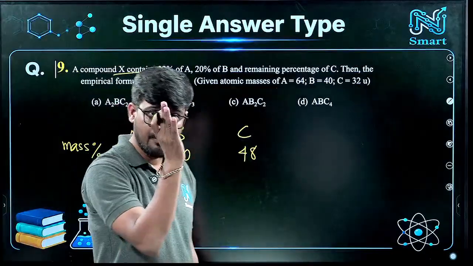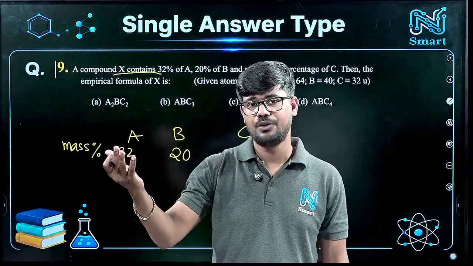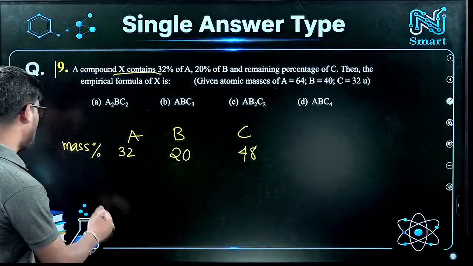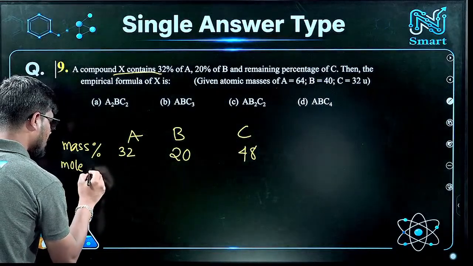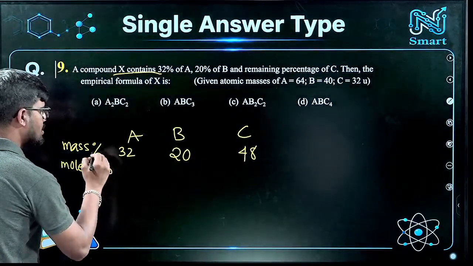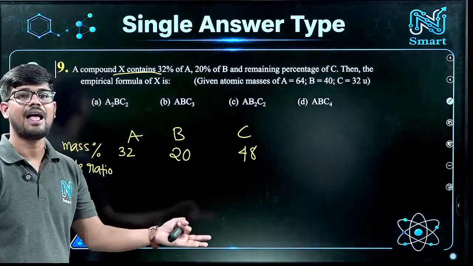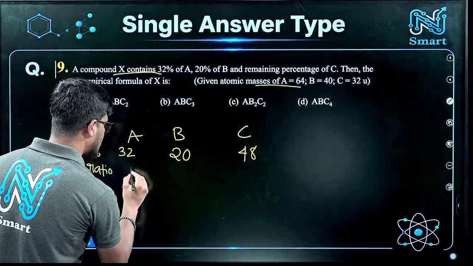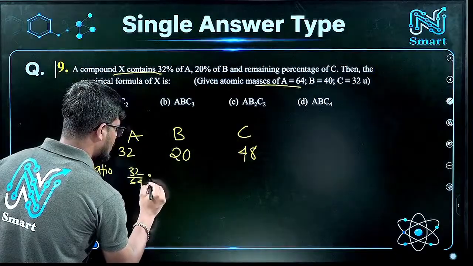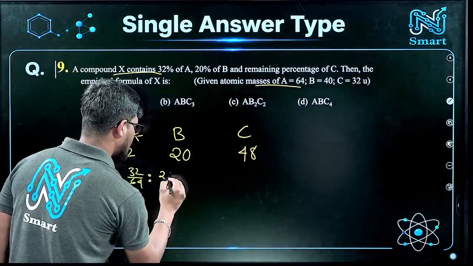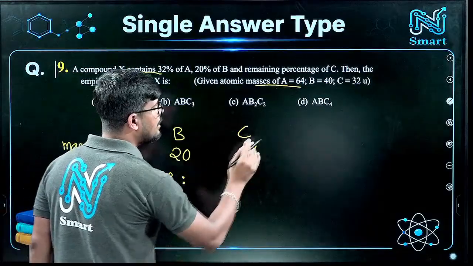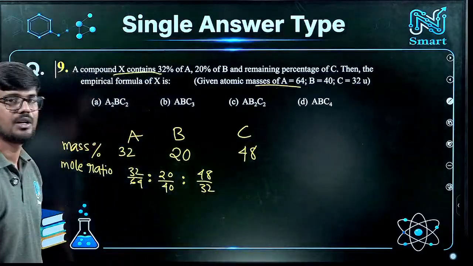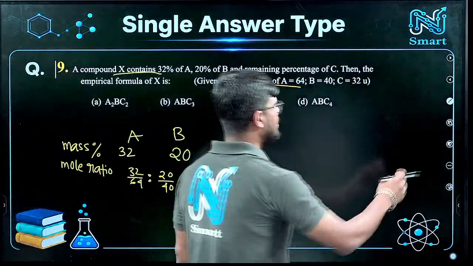Now we have to find the formula. Whenever from mass percentage we have to calculate the empirical or molecular formula, we always have to convert that into mole ratio. So what will be the mole ratio? Just divide each by its atomic weight. The atomic weight of A is 64, so 32 divided by 64. For B it is 40, so 20 by 40. Then for C, 48 by 32. This is the ratio, right? Next, you just have to simplify.